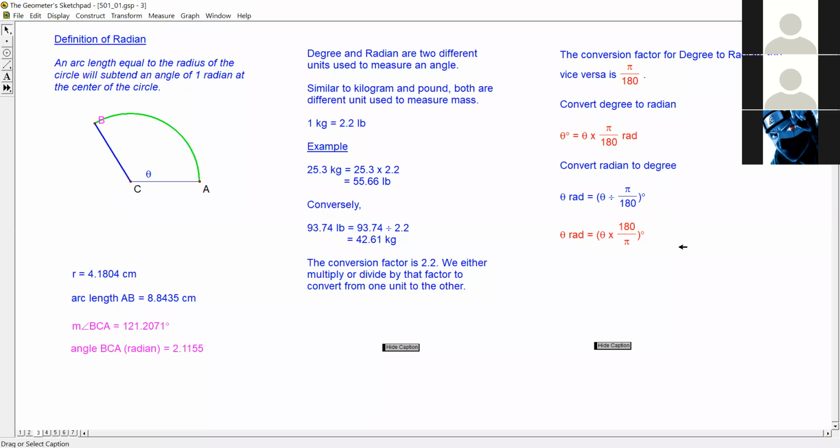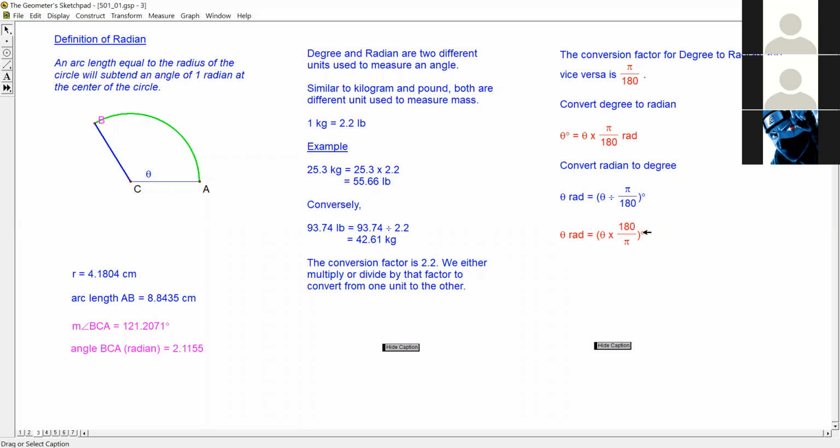Okay, so you know already, right? So I repeat. If you want to convert from degree to radian, you multiply by pi over 180. If you want to convert from radian to degree, you divide by pi over 180, or multiply with 180 over pi.